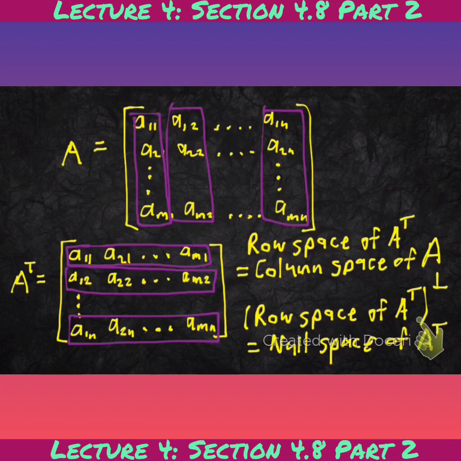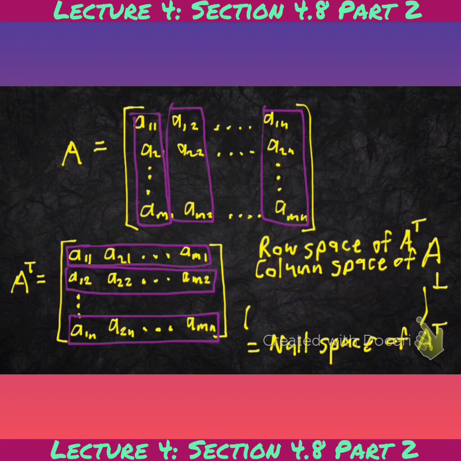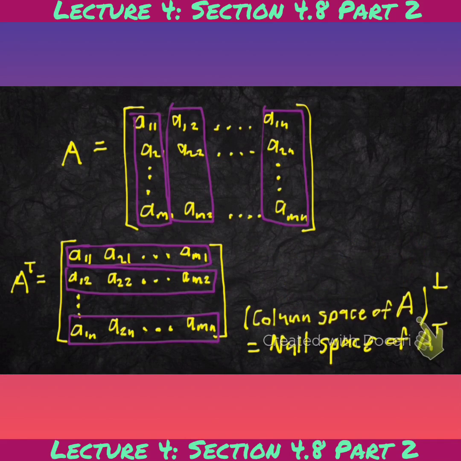So therefore the row space of A's transpose is in fact the column space of A, and we can replace the row space of A's transpose with the column space of A. So the column space of A and the null space of A's transpose are orthogonal complements of one another.